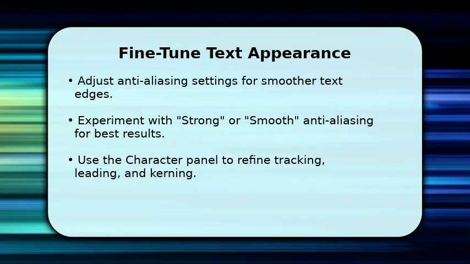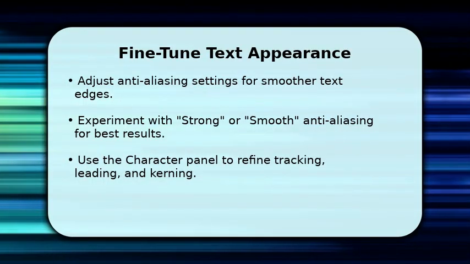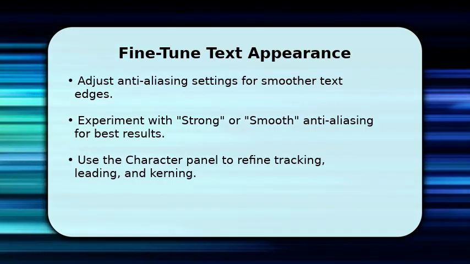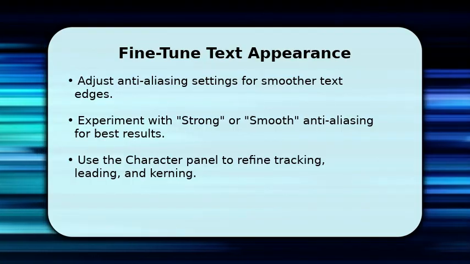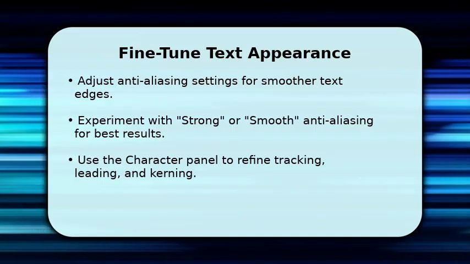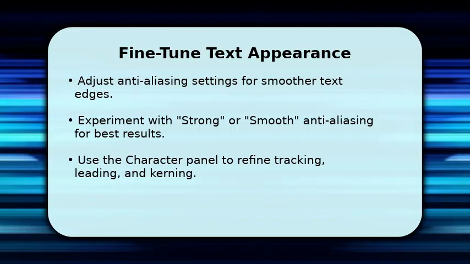Now, let's fine-tune your text. Open the Character panel to access advanced settings. Adjust anti-aliasing to strong or smooth for a cleaner, less pixelated edge, which significantly improves readability. Also, carefully modify tracking, leading, and kerning to ensure proper spacing between letters and lines. These small adjustments make a big difference in overall text quality and visual appeal.